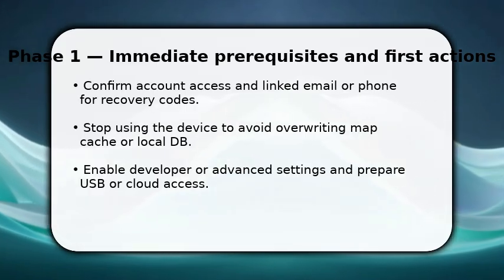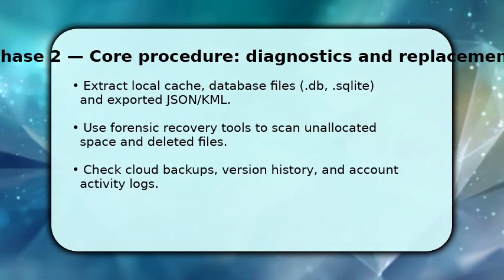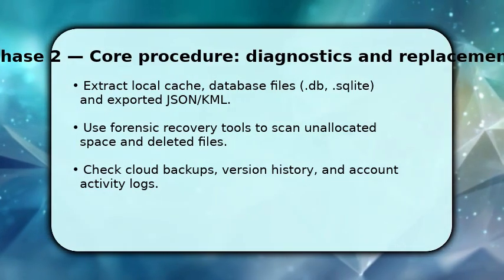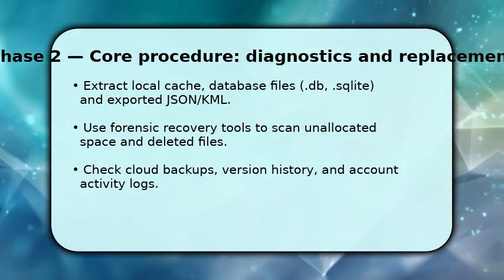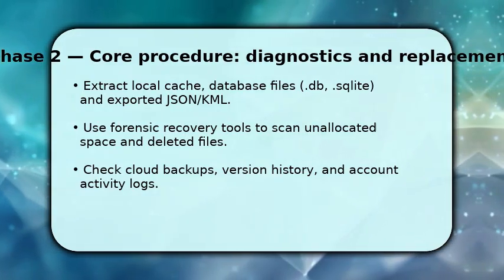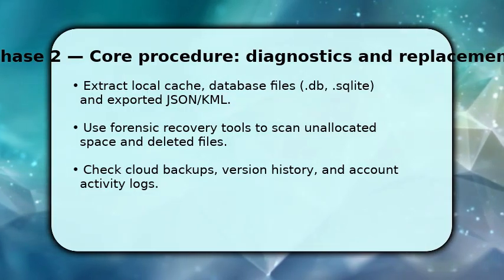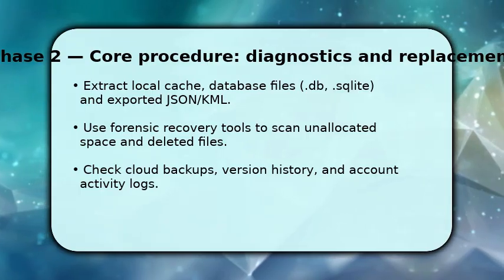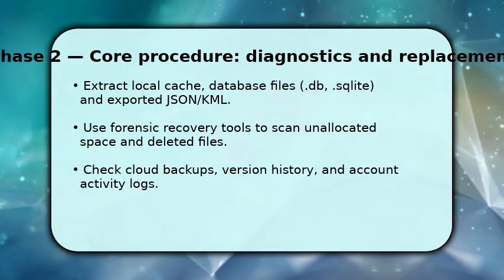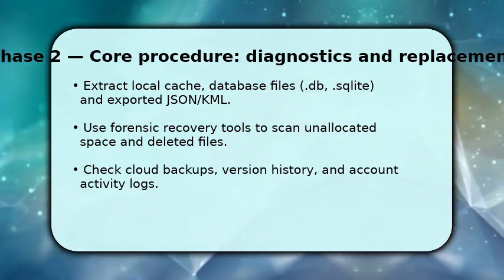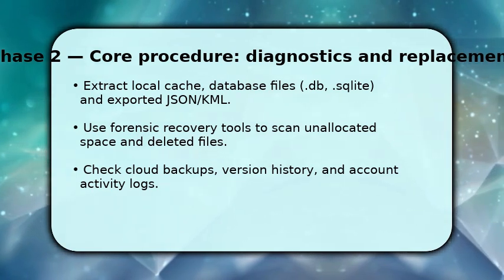You next extract local cache and the map application's database files. Look for DB or SQLite plus exported JSON or KML. If files are missing, run a forensic file recovery tool to scan unallocated space. This recovers recently deleted entries before they are overwritten. Simultaneously, check cloud backups and version history because many map services keep prior revisions. Make sure to correlate timestamps and user ID to reconstruct sequences.